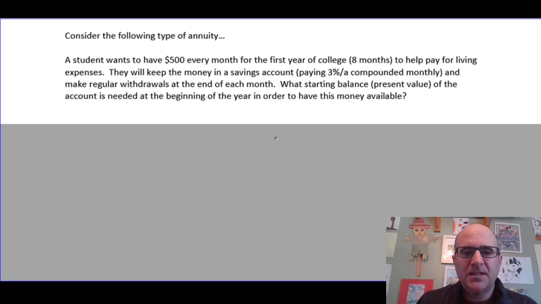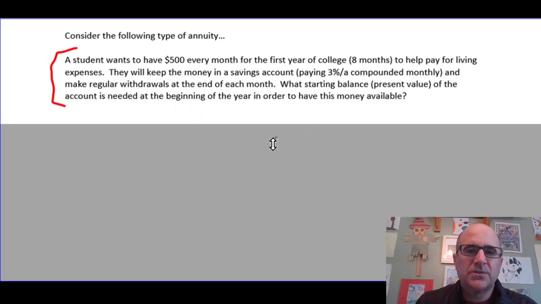So the goal of today's lesson is actually to explore a different type of annuity that has a different type of formula. And that, from the title of today's lesson, is the present value annuity or the present value formula. So I need you to really think about this scenario and understand how different it is than the first situation. So you have a student who wants to have $500 every month for the first year of college, 8 months, to help pay for living expenses.